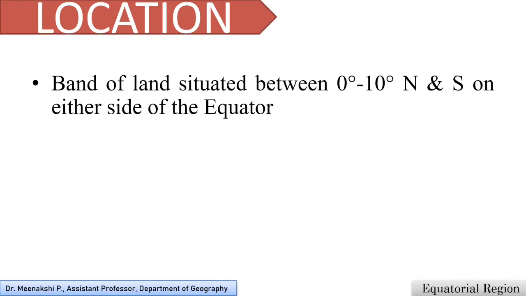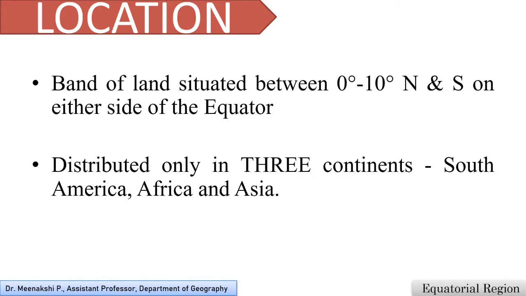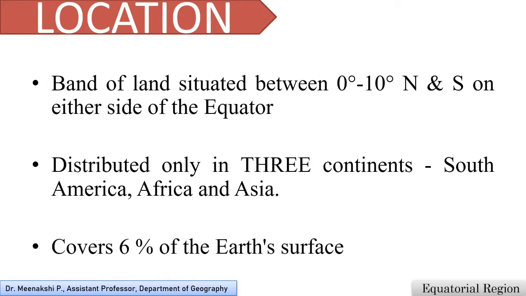In this video, we are going to see about the equatorial regions and its importance to the planet Earth. Equatorial regions are the narrow strip of land located between 0 to 10 degree north and south on either side of the equator. It is found only in 3 continents, namely South America, Africa and Asia. This region covers about 6% of the Earth's surface. Though this region covers small stretch of Earth's surface, it has ecological and economic significance for the entire Earth.